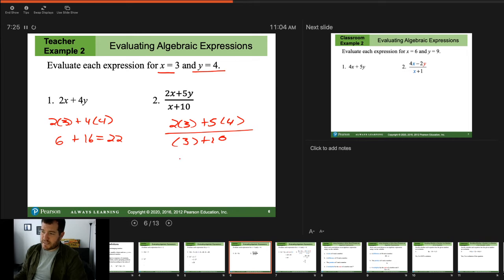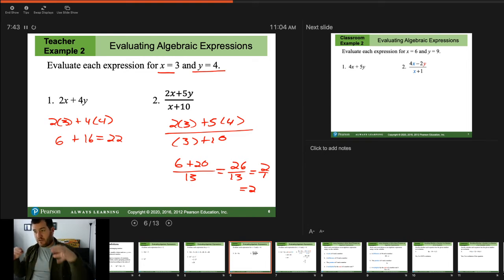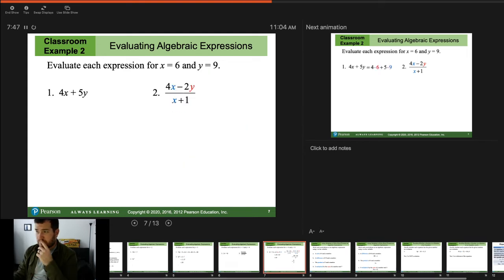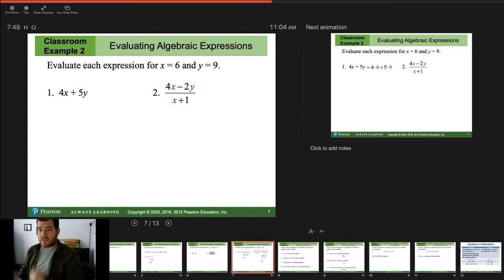2 times 3 is 6. 5 times 4 is 20. And 3 times 10, I believe, is 13. Be careful on this one, because when you do this, hopefully you can see that these can be simplified to just 2 over 1. Another way of writing that is just 2. Okay, so again, take your time. Rewrite it, put in the numbers where you need to. All right, go ahead and pause the video and try these ones by yourself.